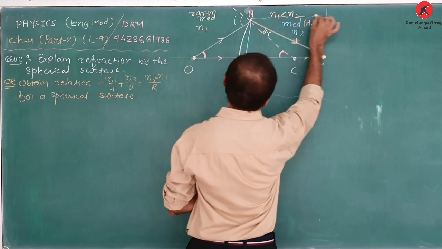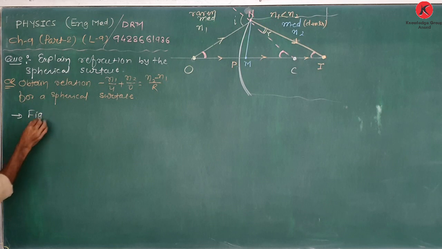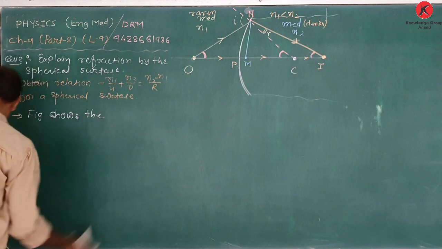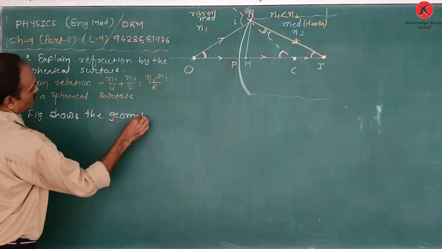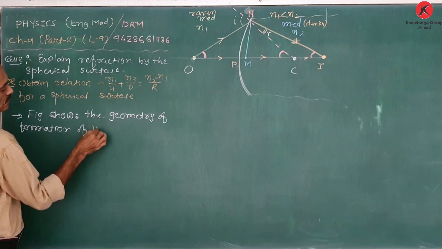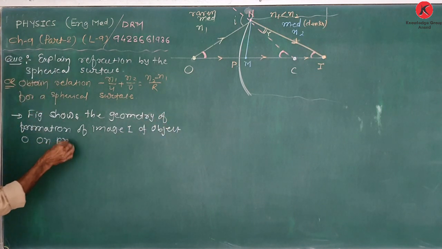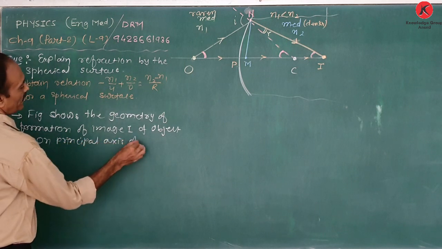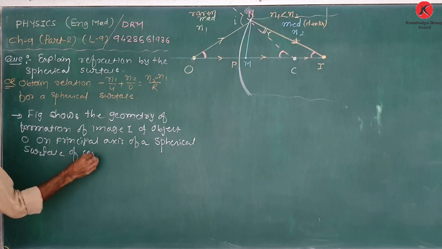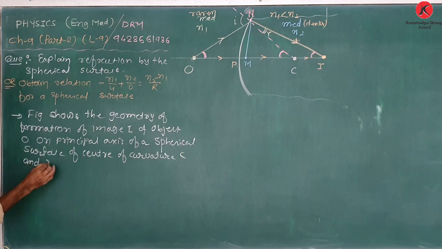Now we discuss this figure. The figure shows the geometry of formation of an image I of an object on the principal axis of a spherical surface of center of curvature C and radius of curvature R.